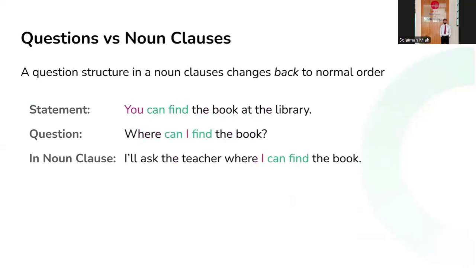In the normal statement, we have the subject you, then the verb phrase can find. Then, in the question form, the helper verb comes before the subject, so the order becomes can I find. But inside a noun clause, the helper verb moves back. It stays with the main verb, find. Even though the sentence still contains a question word, the structure is no longer a question.